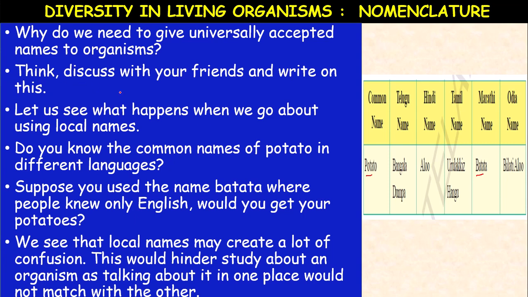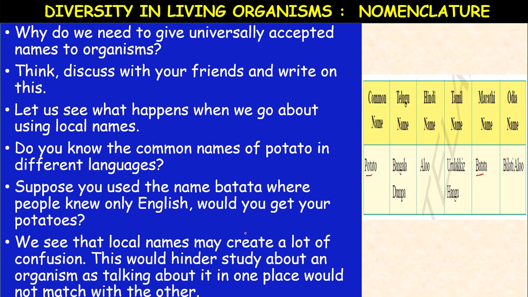So think. Let us see what happens when we go about using local names. It creates confusion. Do you know the common names of potato in the different languages? Just now we have seen. Now, suppose you used the name Batata where the people knew only English. Would you get your potatoes? No. Nobody identifies it. So the people identify with local names, isn't it? So we see that the local names may create a lot of confusion.